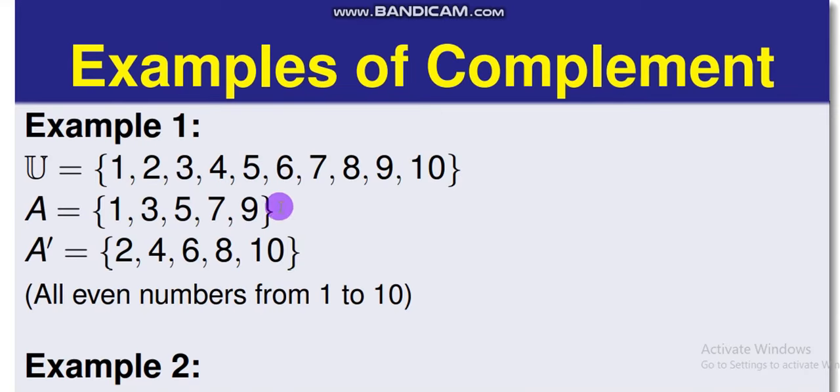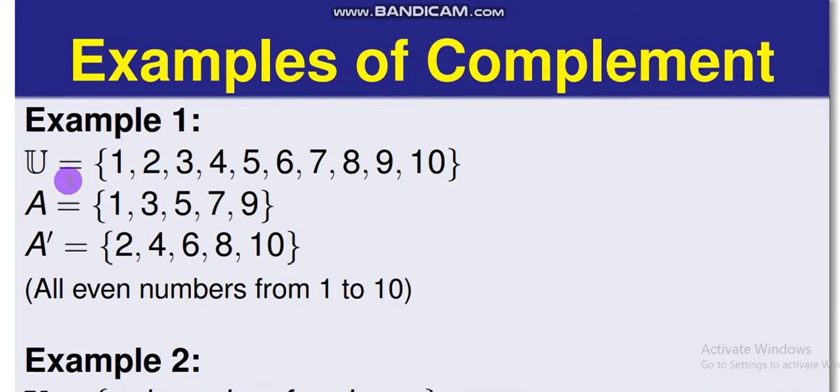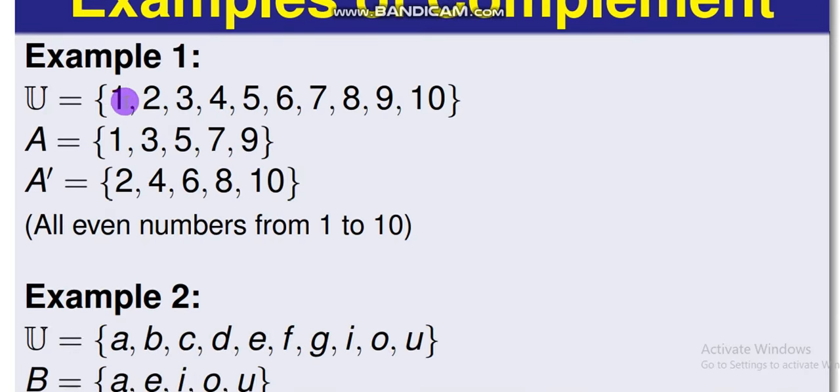Okay, here are some examples. My universal set is a set of numbers from 1 to 10, natural numbers, counting numbers 1, 2, 3, 4, 5, 6, 7, 8, 9, 10. And A is a set of numbers 1, 3, 5, 7, 9. You can see they are odd numbers, right? So A complement will be elements that are not in A but are found here.